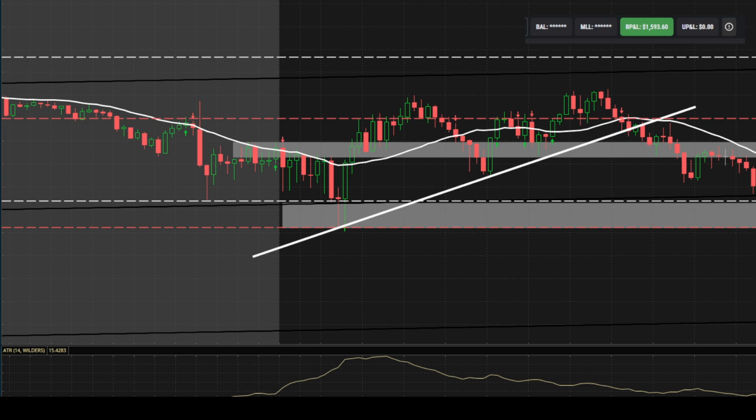Some trades I hold 3 points. Some trades I hold for 15, 20 points. It just depends on the volatility. It just depends on how much size I'm playing. It just depends on what time of day it is.